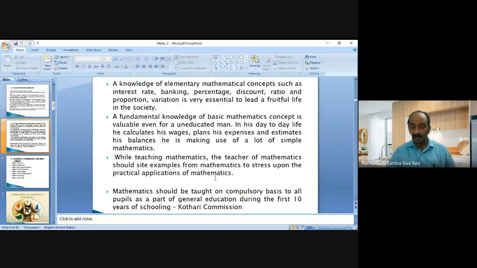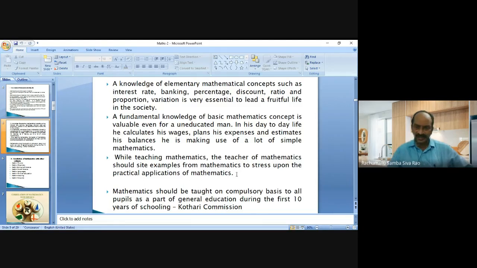So, in the society, for the development of science and technology, for the development of society, whatever it may be, mathematics plays a vital and important role in every walk of life of a human being. So, that's why a teacher has to correlate mathematics with general life.